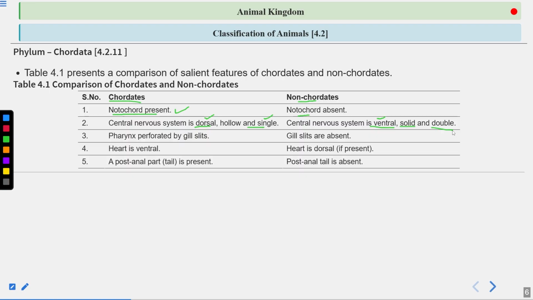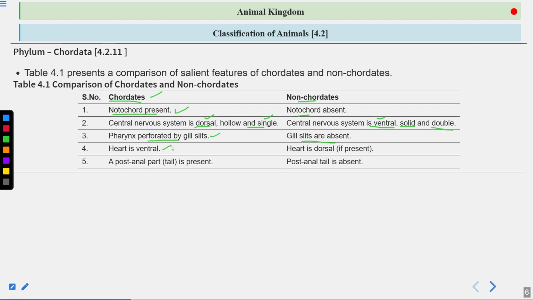Next characteristic you can see, pharynx perforated by the gill slits. Pharynx perforated by the gill slits in the case of chordates. Now this is totally absent in the case of non-chordates. Gill slits are totally absent. So this is one of the features that distinguishes chordates from other organisms. Chordates can be distinguished by the presence of this particular feature.